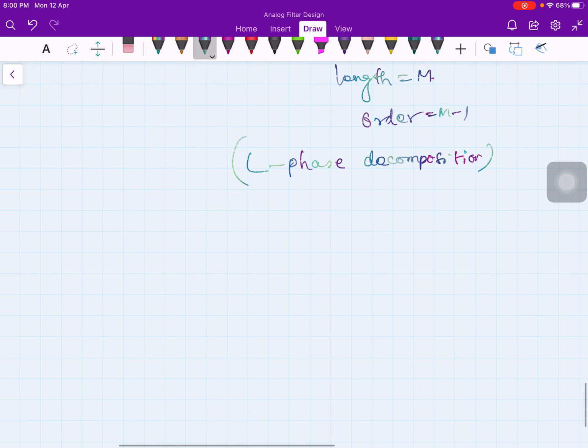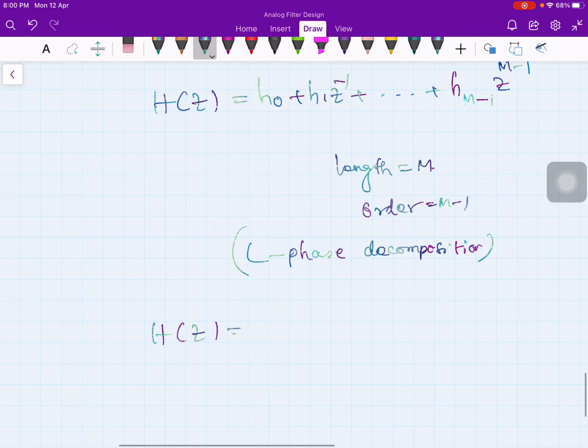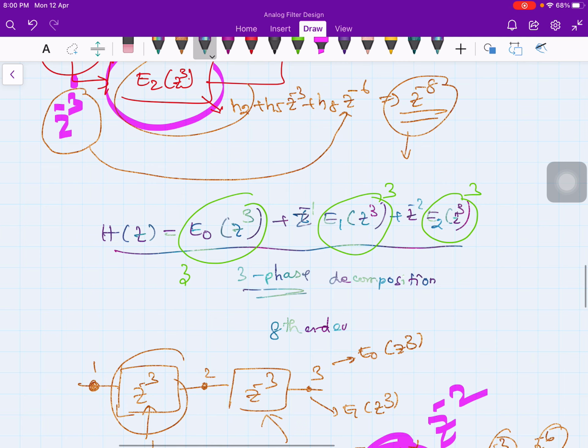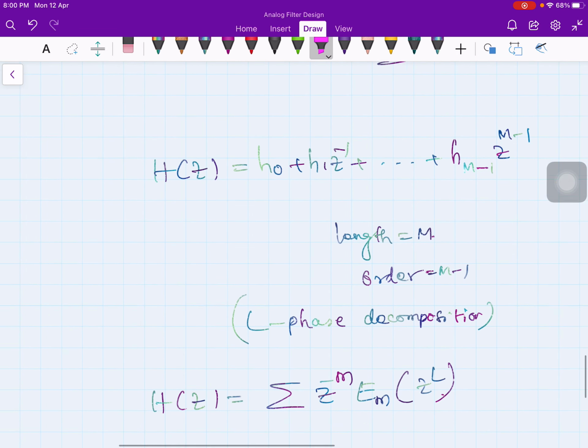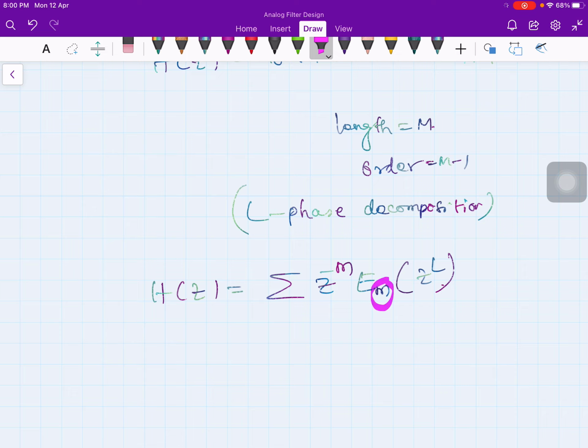Okay, so your transfer function in this case, h of z, is equal to the summation of z to the minus m e suffix m of z to the L. See, if you look at here, the subscript is 1 and the power is minus 1. Here the subscript is 2 and the power is minus 2, and here the subscript is 0, therefore z to the 0, like that I can write, right? So here also if the subscript is m, then z to the minus m, and this power is constant because we are talking about L phase decomposition.